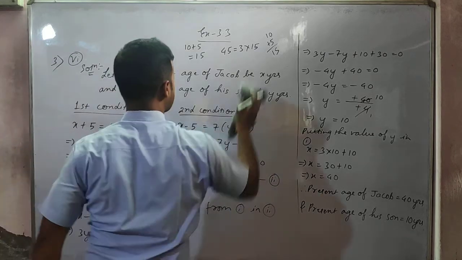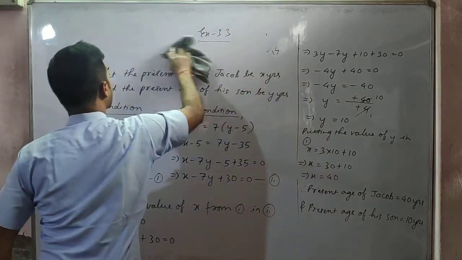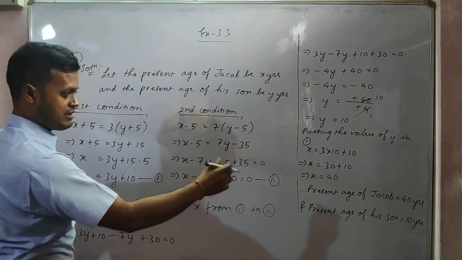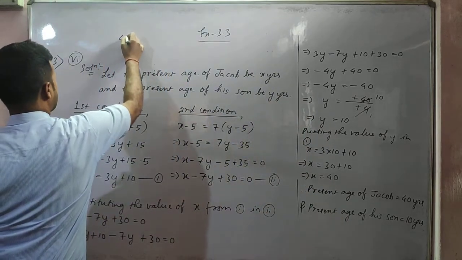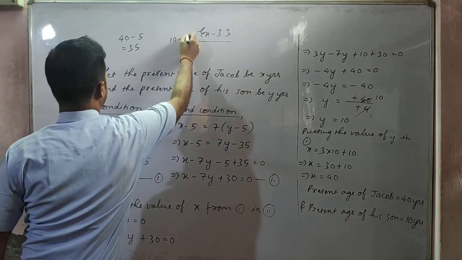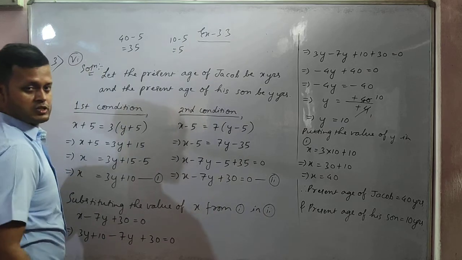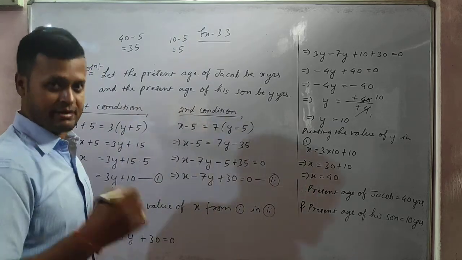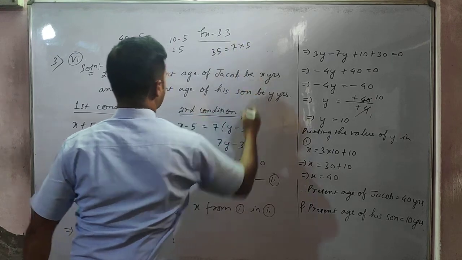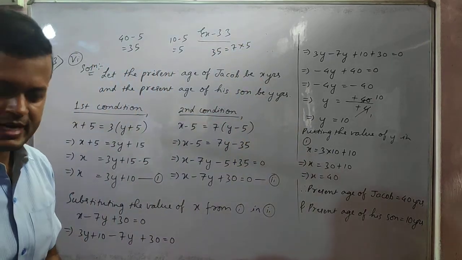And in the same way, 5 years before, what will be Jacob's age? 40 minus 5, that is 35. And 5 years before, his son's age will be 10 minus 5, that is 5. So 5 years before, Jacob's age will be 7 times his son's age. So 35 is equal to 7 into 5. Do you understand?